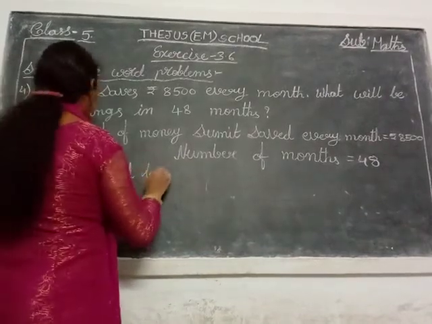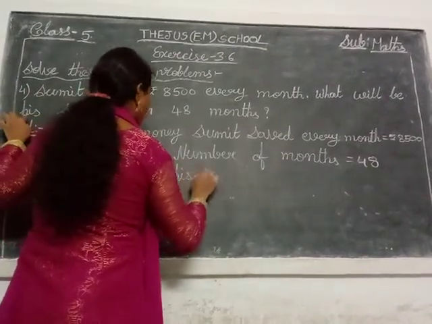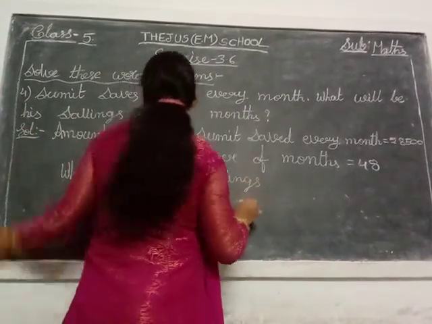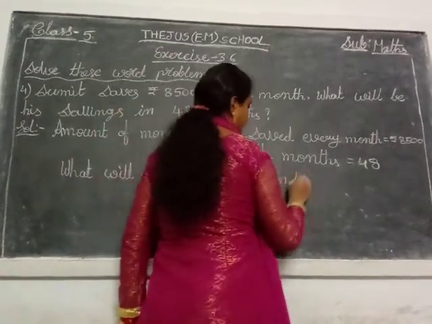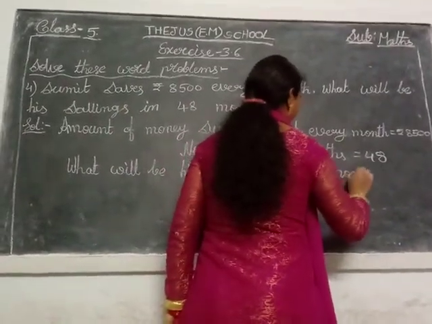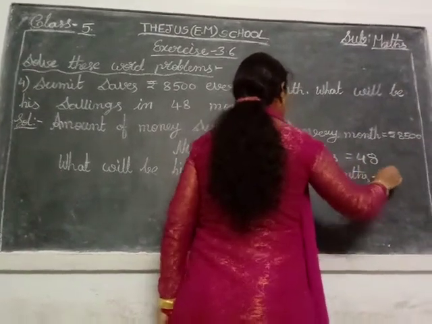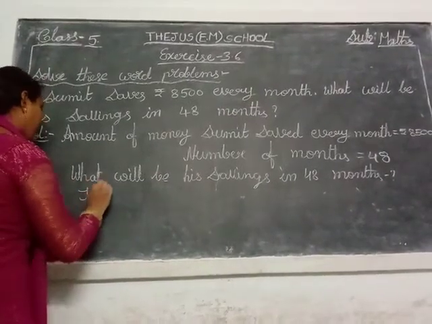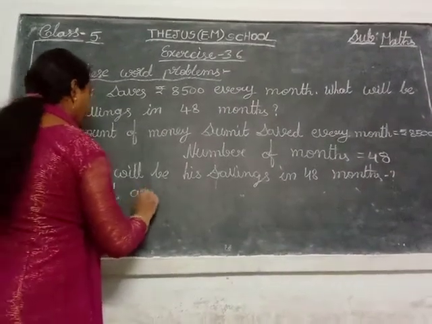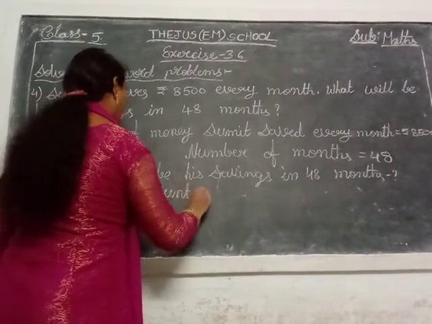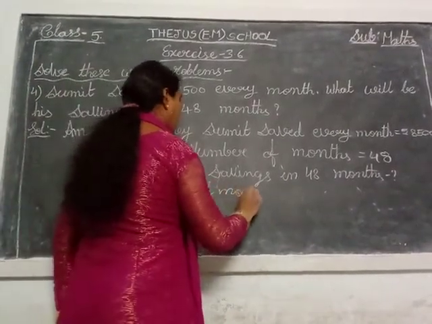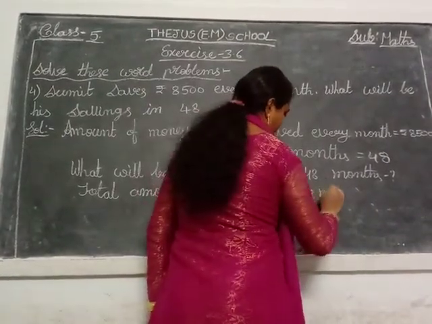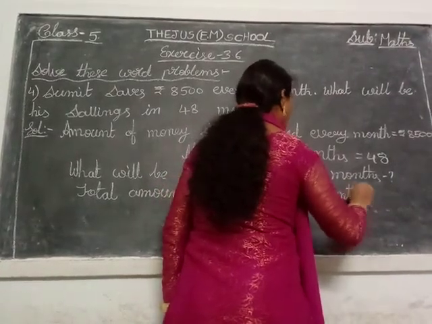Now we find out what will be his savings in 48 months. Now we'll find out that one. Okay, children? So, total amount of money in 48 months. Now you do the multiplication here.